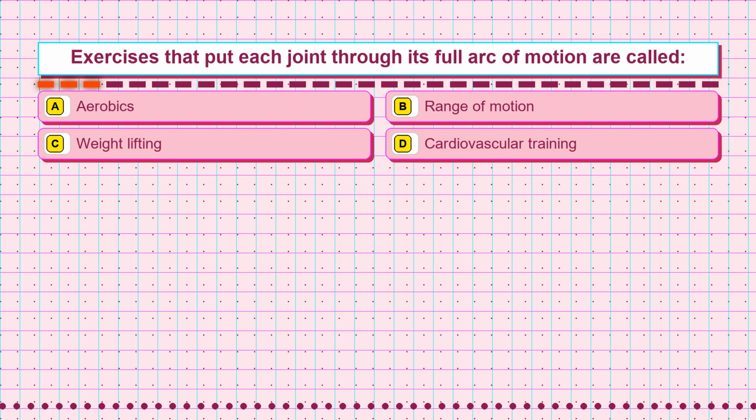Question 18. Exercises that put each joint through its full arc of motion are called option A, aerobics. Option B, range of motion. Option C, weight lifting. Option D, cardiovascular training.